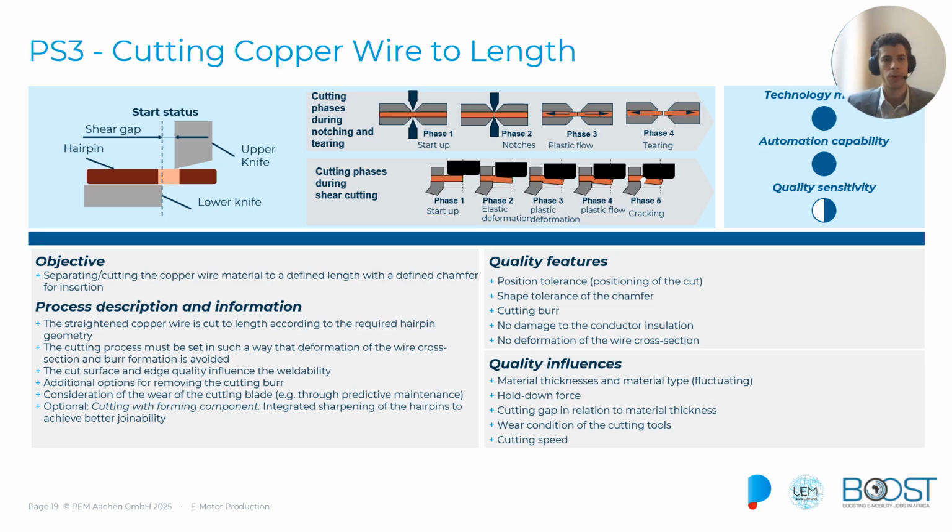Process step 3 is to cut the copper wire to length. Cutting copper wire to length involves using precise cutting tools to trim the wire segment to the specific length needed for forming the hairpins. This ensures each pin fits perfectly into the stator assembly.